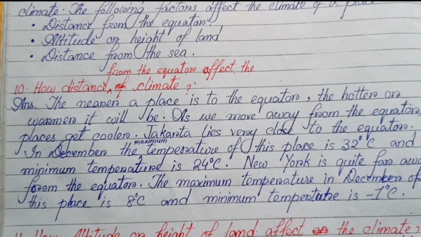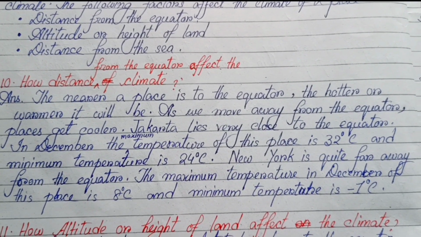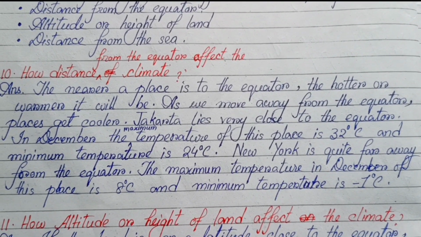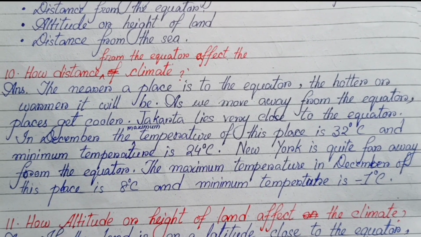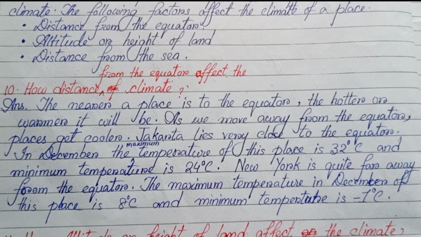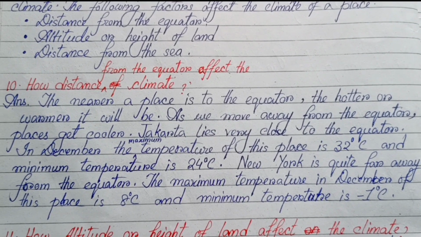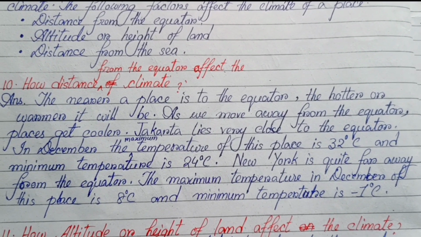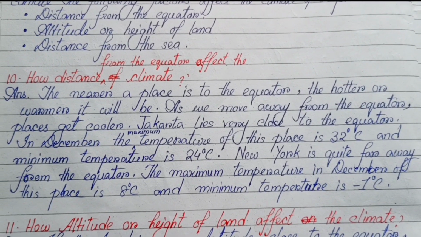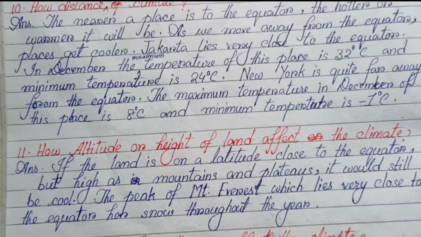Next, number 10, how distance from the equator affect the climate. The nearer a place is to the equator, the hotter or warmer it will be. As we move away from the equator, places get cooler. Jakarta lies very close to the equator. In December, the maximum temperature of this place is 32 degrees centigrade and minimum temperature is 24 degrees centigrade. New York is quite far away from the equator. The maximum temperature in December of this place is 8 degrees centigrade and minimum temperature is -1 degree centigrade.